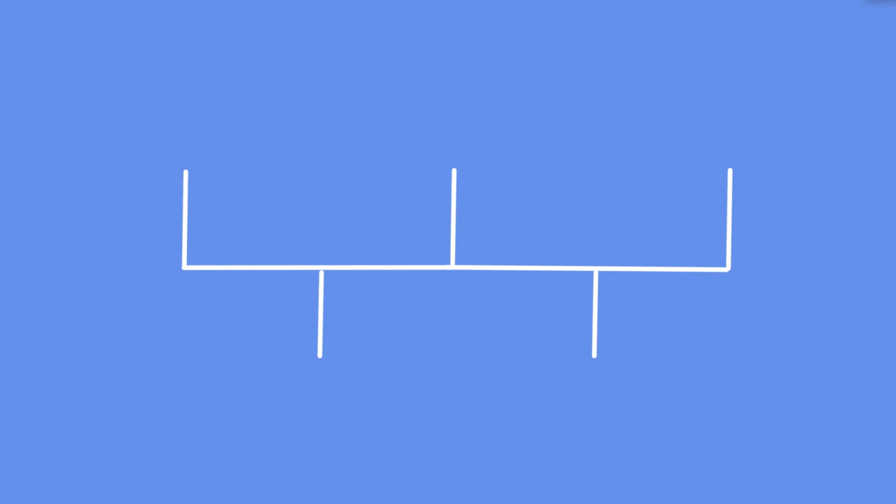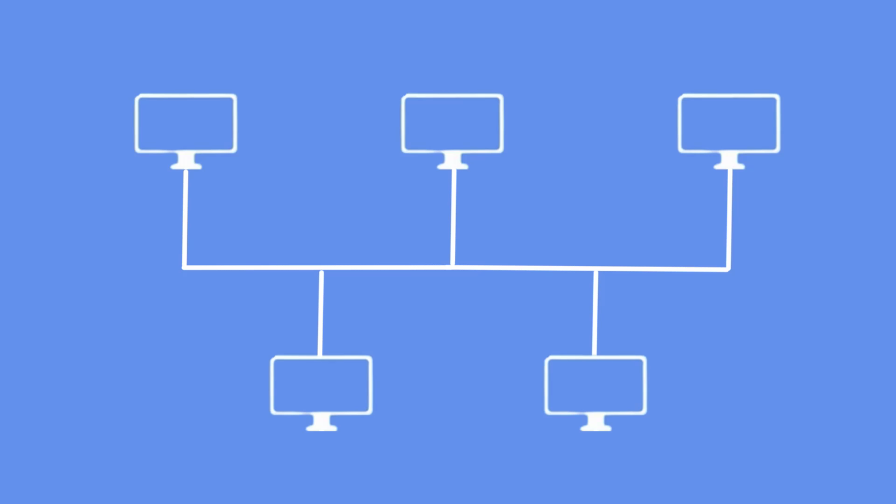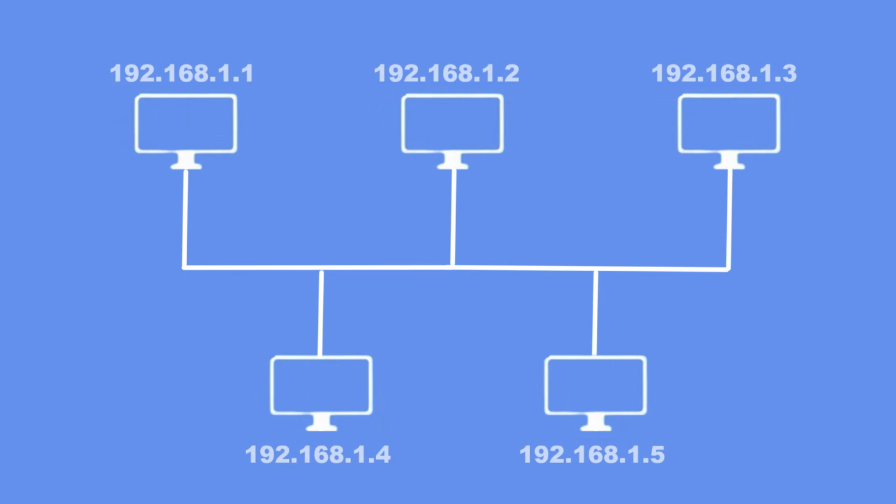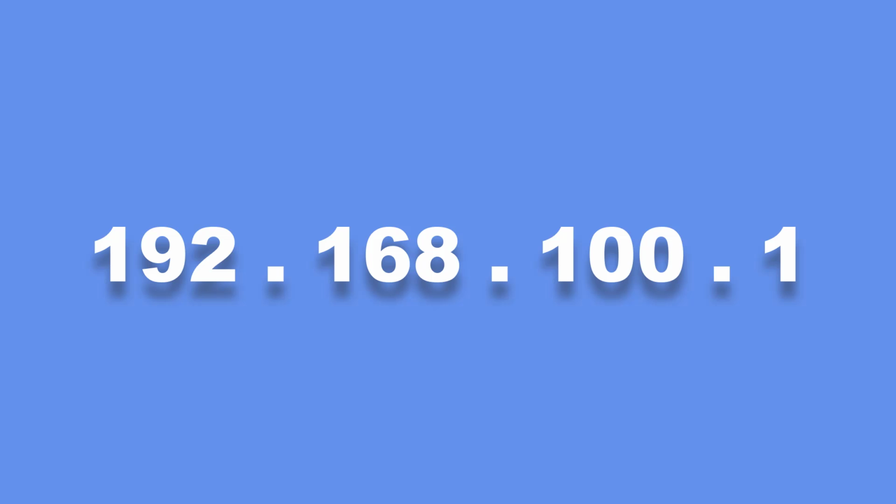Computers work in the same way. Each computer in a network needs to have a unique address called an IP address. And when sending data to a computer, just like letters, we need to add the destination address. We also need to include the sender address so they know where to reply. So let's look at an IP address. This is an IPv4 address, 192.168.100.1. An IP address is written as a string of decimal numbers separated by dots.